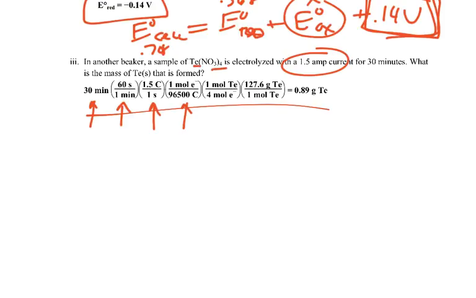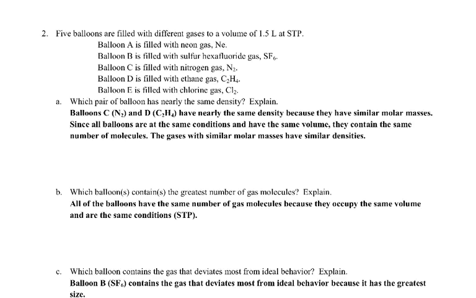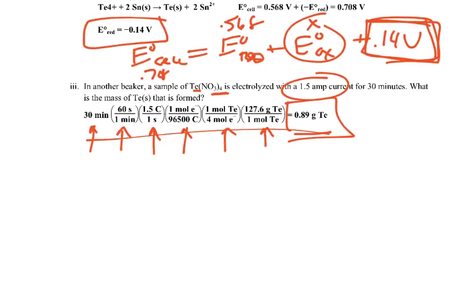Because this is TeNO3-4, we know that it takes 4 moles of electrons for every mole of tellurium, and then just the atomic mass of tellurium from the periodic table, and we get the answer 0.89 grams of tellurium. That's the whole question. Okay, good.